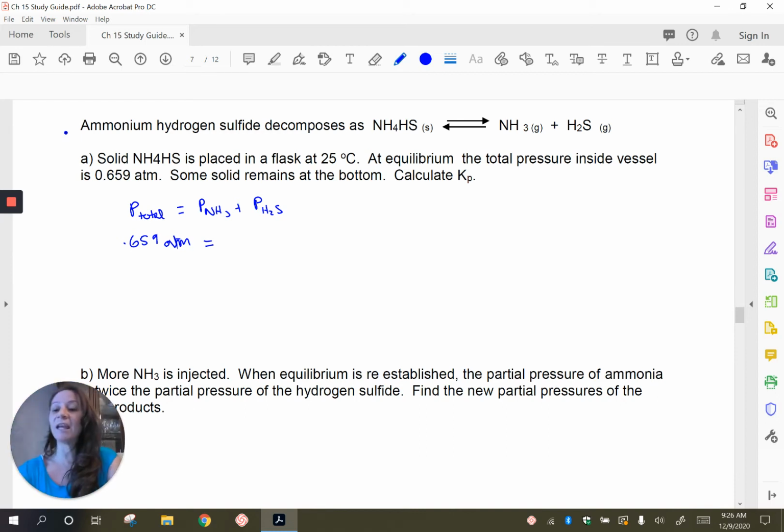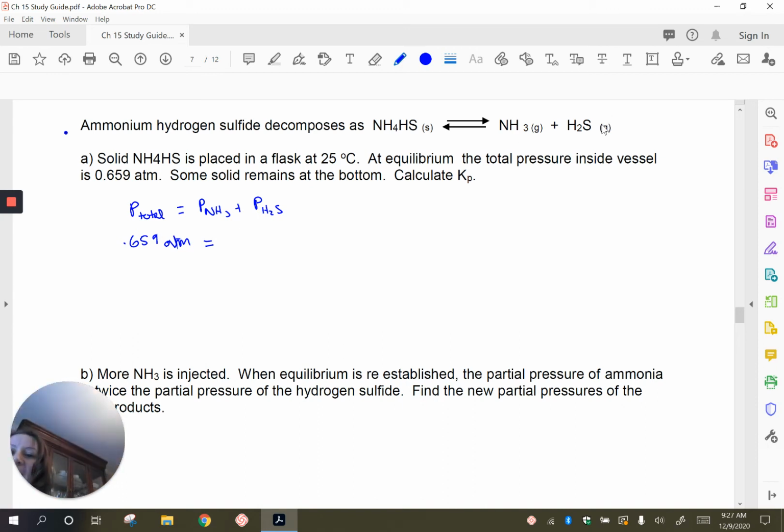Well, what else do we know? Can we relate the partial pressure of the NH3 to the partial pressure of the H2S? You can, because they're both products. So if they're both products, you can relate them based on the molar ratio, right? For every NH3 that you form, you're going to form an H2S. You cannot relate reactants to products in terms of moles or pressures, because not all of this reacts, right? We're at equilibrium. But you can relate a product to a product.